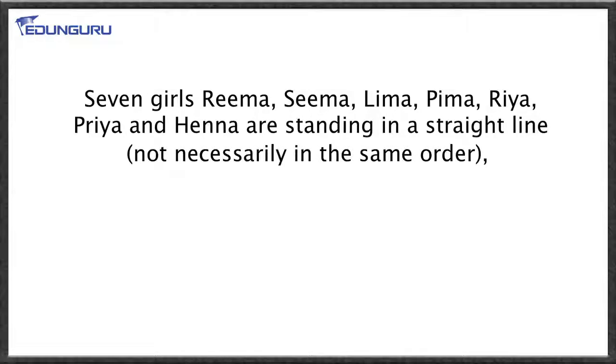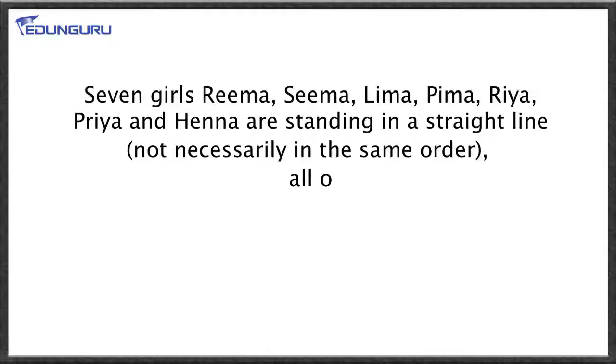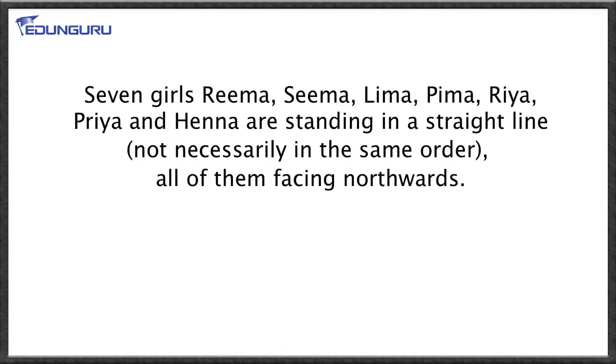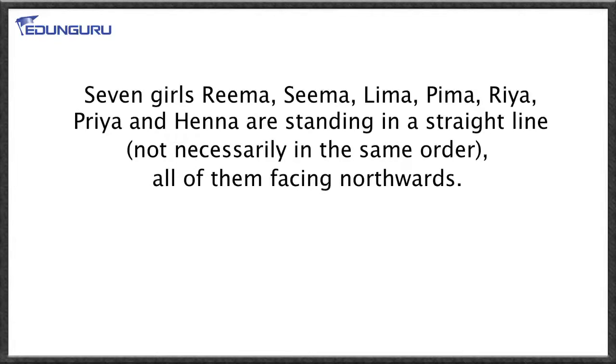So not necessarily that Rima is to the absolute left, or not necessarily that Henna is to the absolute right. It's just that there are 7 people standing in a particular sequence from left to right, and all of them are facing northwards. This point itself implies that all of them are facing the same direction, which makes the question a lot simpler.